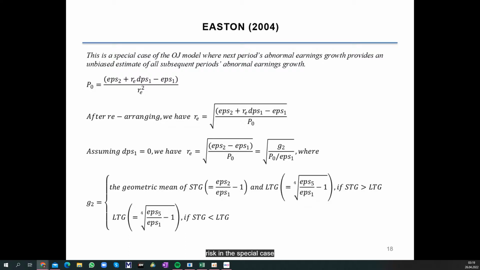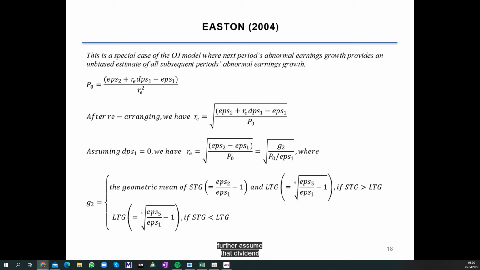In the special case when abnormal earnings growth is expected to be constant from year 2 onwards, the stock price becomes equal to earnings per share in year 2 plus R times dividend per share in year 1 minus earnings per share in year 1, and all of this divided by R squared. After rearranging the formula, we get an expression for the implied cost of capital, which is equal to the square root of earnings per share in year 2 plus R times dividend per share in year 1 minus earnings per share in year 1, divided by the current stock price.